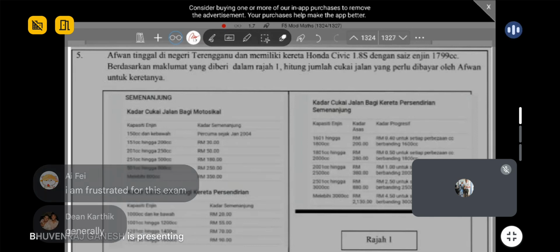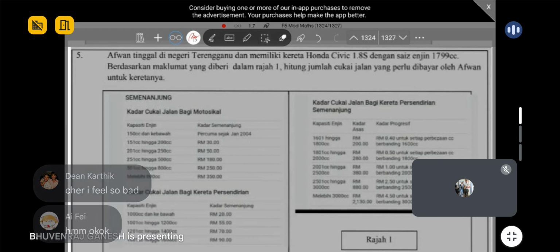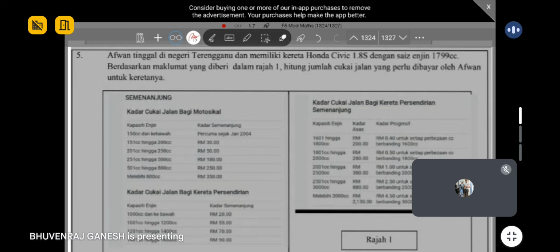Guys, I already told you, please don't focus on your midterm marks. If you're still focusing on midterm marks, you are not ready for trials already. You must switch your mind, switch your mode to trial mode. Midterm marks won't affect anything, guys. Trust me, it won't appear anywhere.